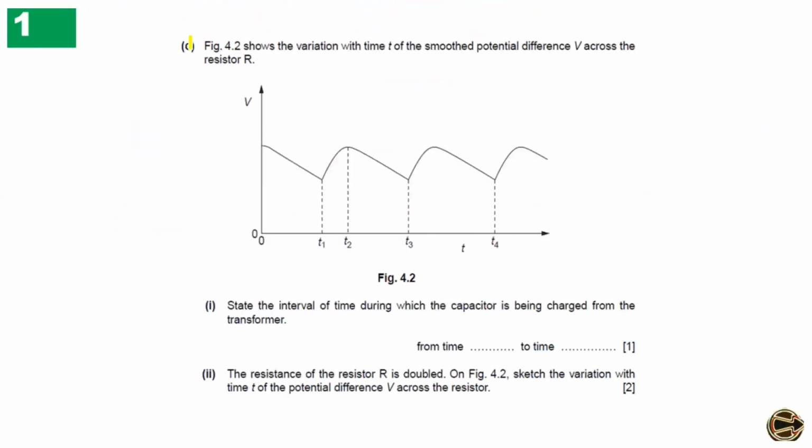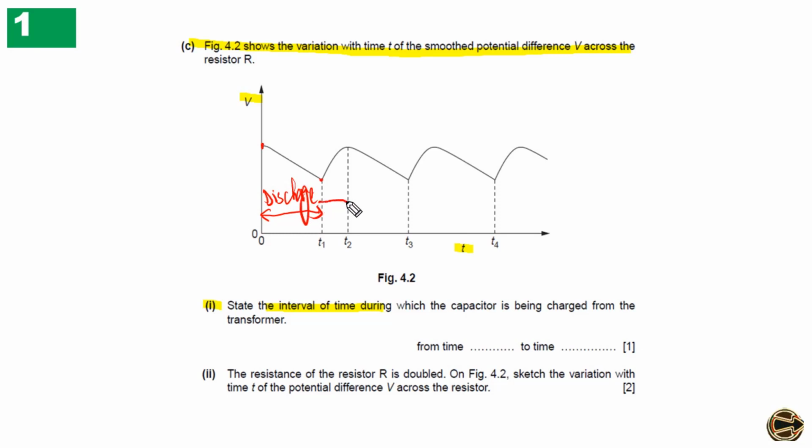For part C, it is given how the potential difference across the resistor is changing with time. We have potential difference on the y-axis and time on the x-axis. For C1, we simply need to state the interval of time when the capacitor is charging. As you can see, the potential difference across the resistor is decreasing in this interval of time, so we can say the capacitor is discharging here.